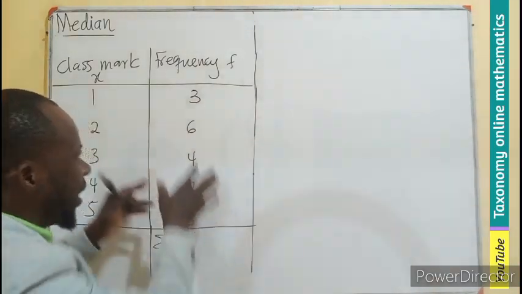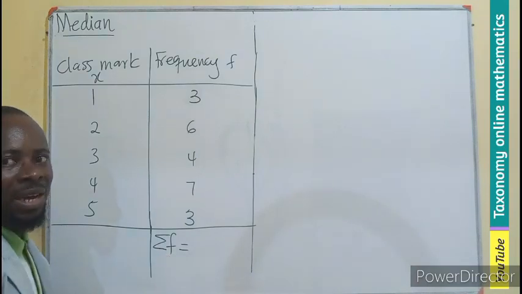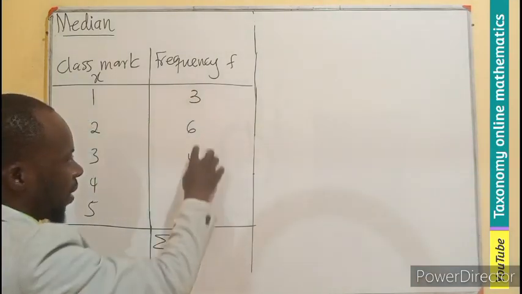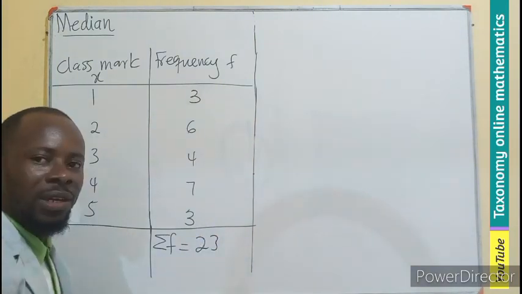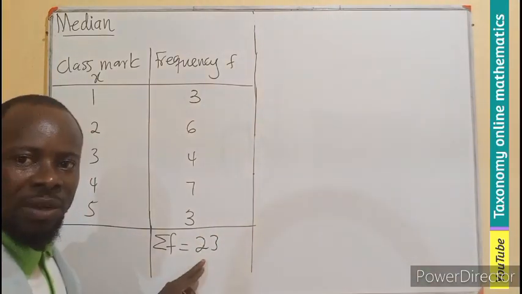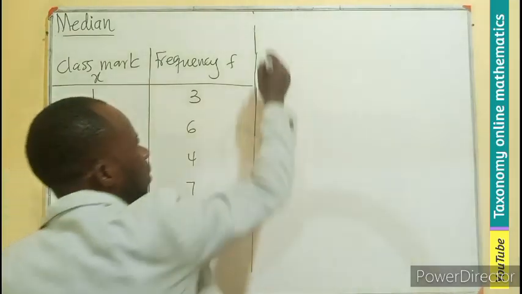But in this case, if I add to find the total frequency, which is the sigma f, I have 23. So this is on the first aspect. You can see 23 is an odd number. So how do we find the median?